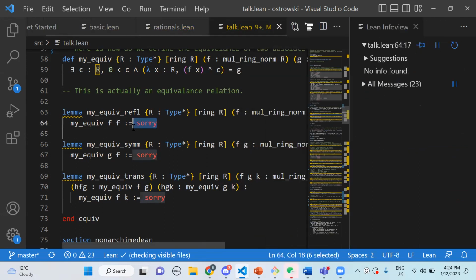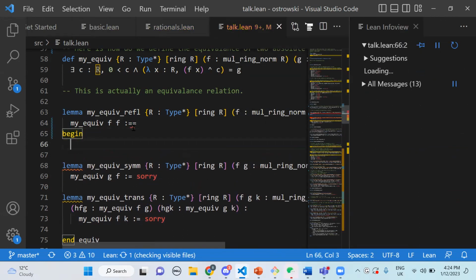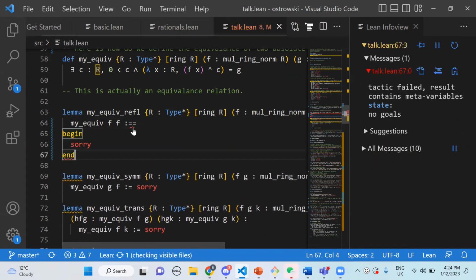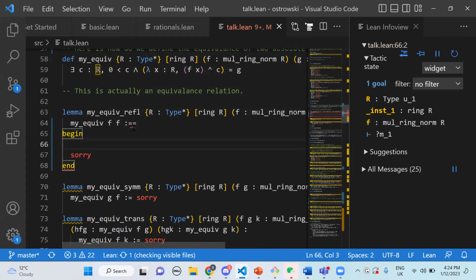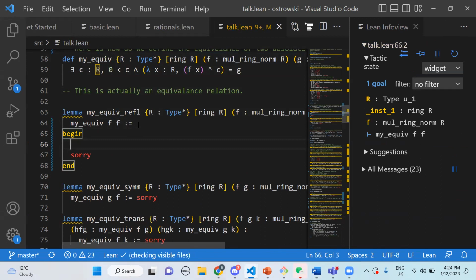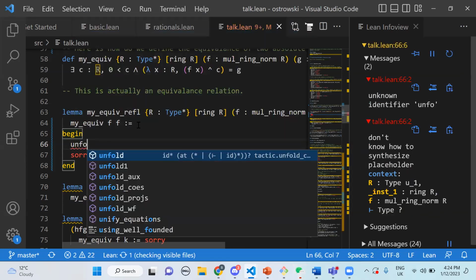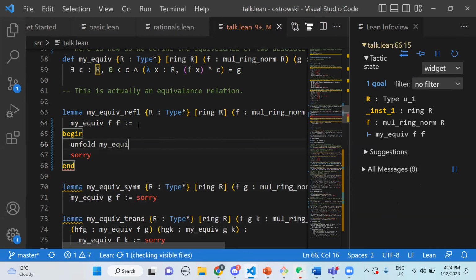Let's open the tactic state for this. Okay, there's an error here. So in Lean, here is what you focus on, your goal. R is a ring, f is an absolute value. You want to show f is equivalent to itself. So firstly, we can tell Lean what we mean by equivalence. We can write some simple code here.